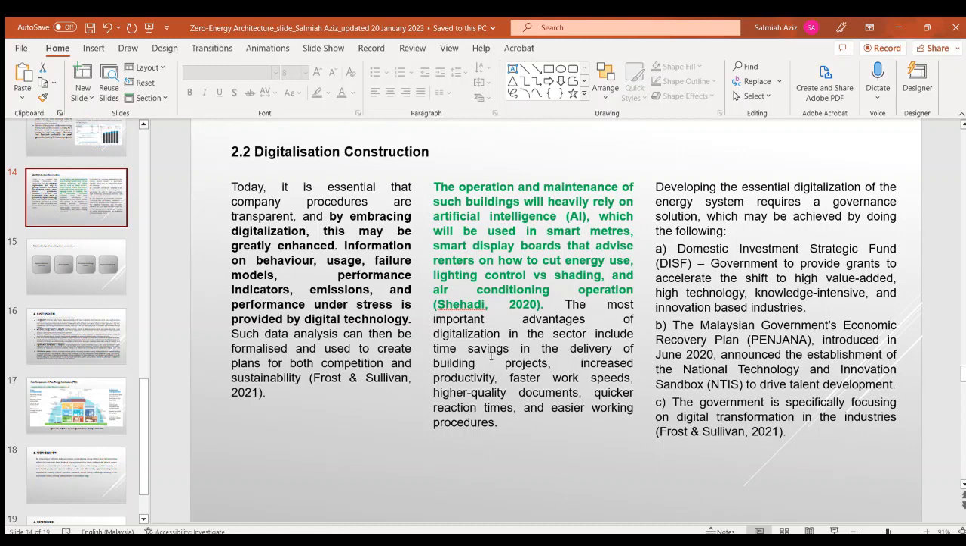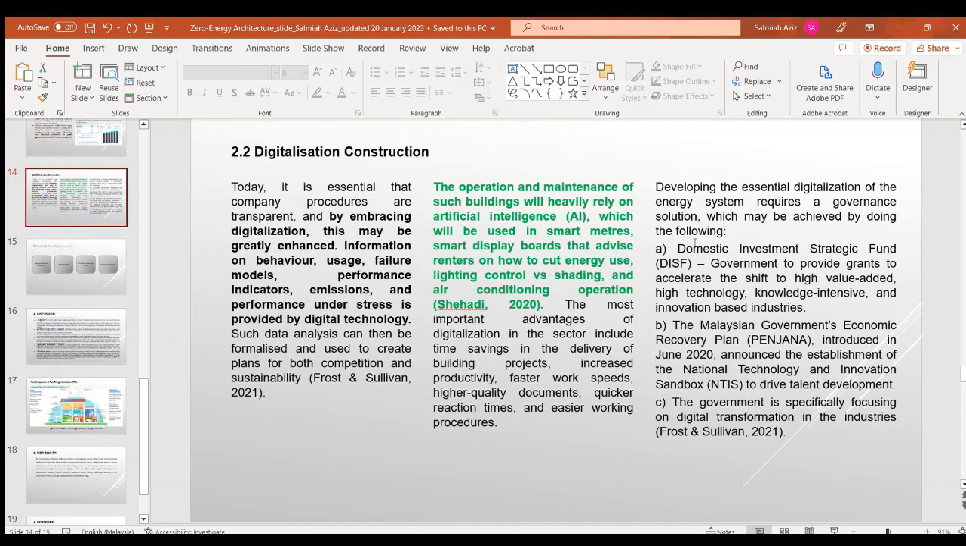The most important advantages of digitalization in the sector include time savings in the delivery of building projects, increased productivity, faster work speeds, higher quality documents, quicker reaction times, and easier working procedures. So, developing the essential digitalization of the energy system requires a governance solution, which may be achieved by doing the following: a Domestic Investment Strategic Fund, DISF, where the government provides grants to accelerate the shift to high value added, high technology, knowledge intensive and innovation based industries.